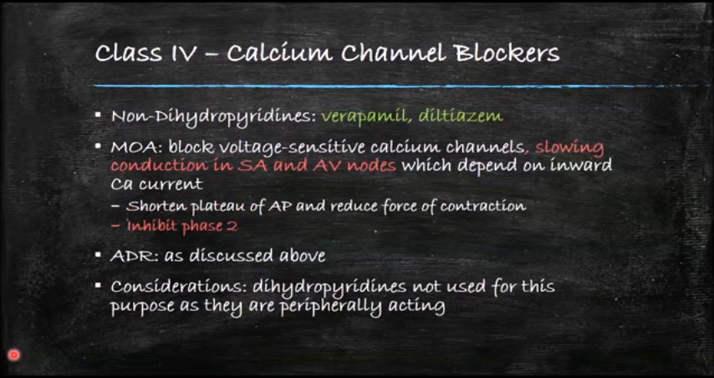Calcium channel blockers, you use your non-dihydropyridines, the ones that act on the heart, because the ones that act in the periphery aren't going to have as much of an effect. And they inhibit your phase 2.